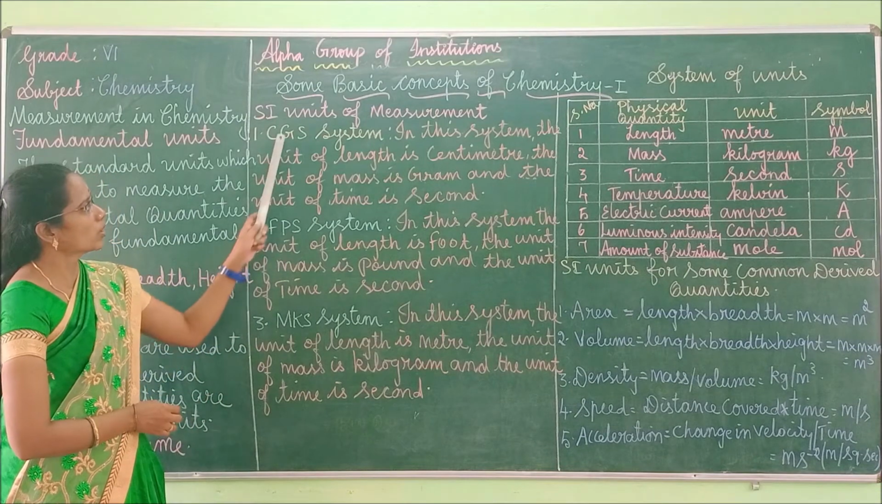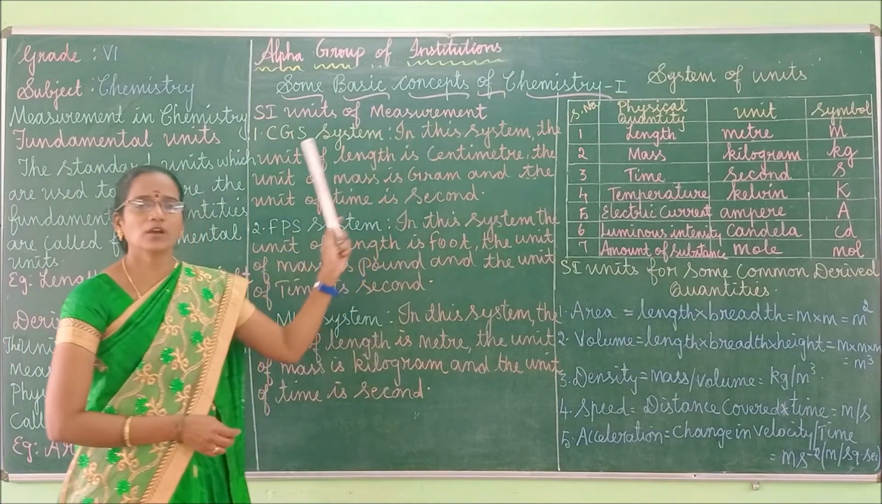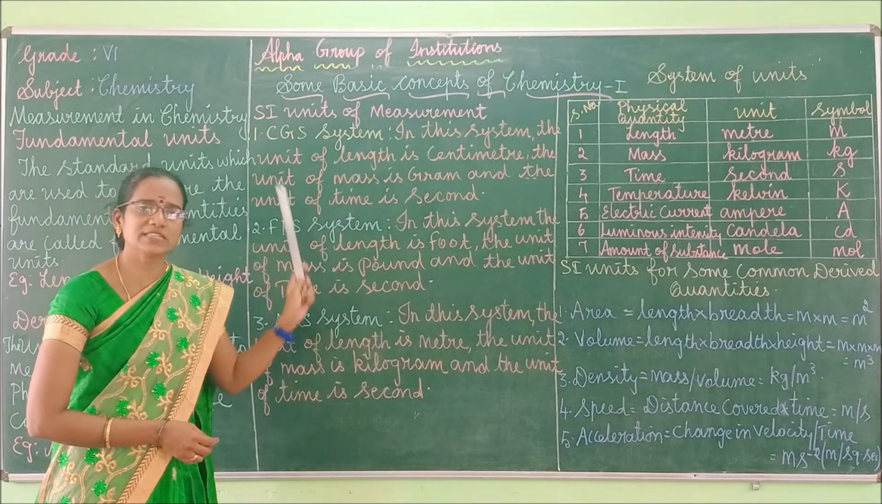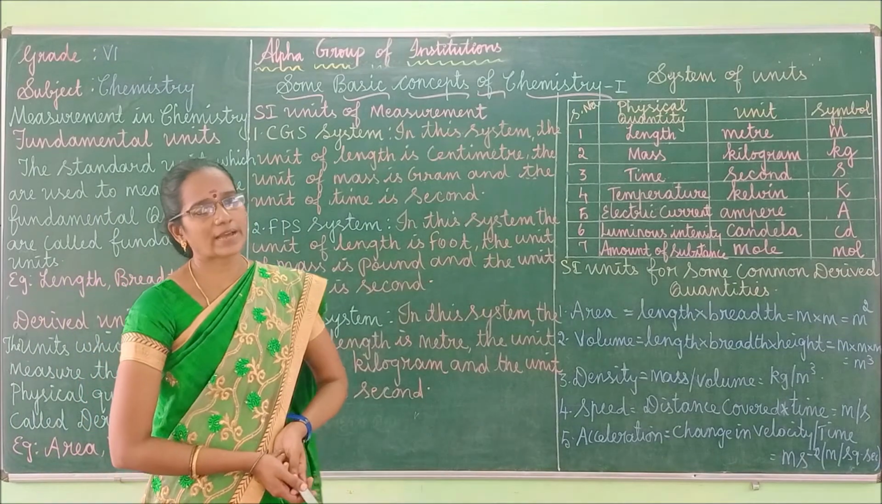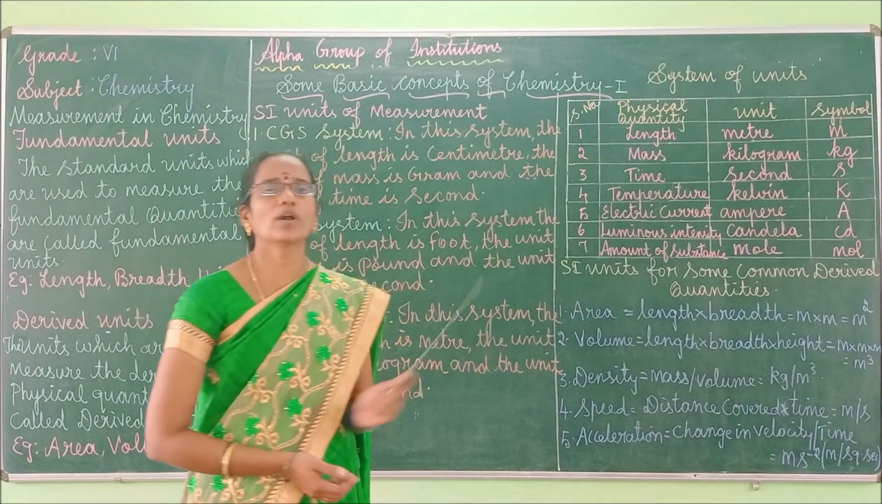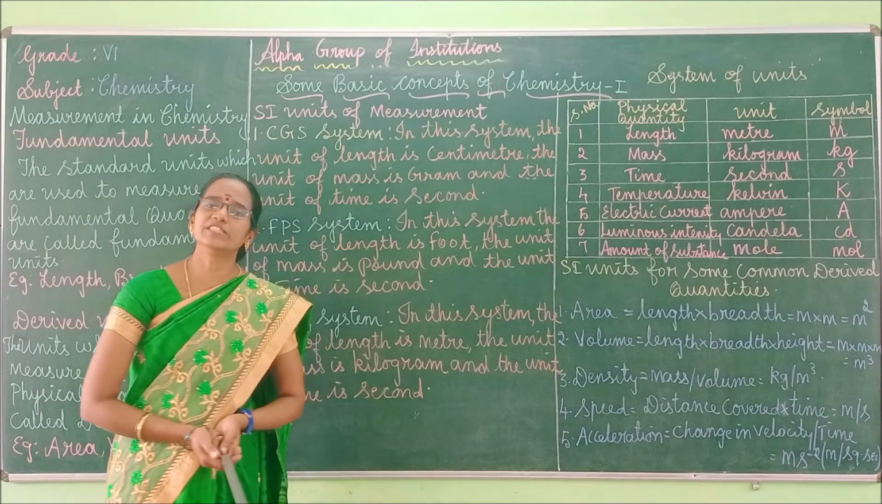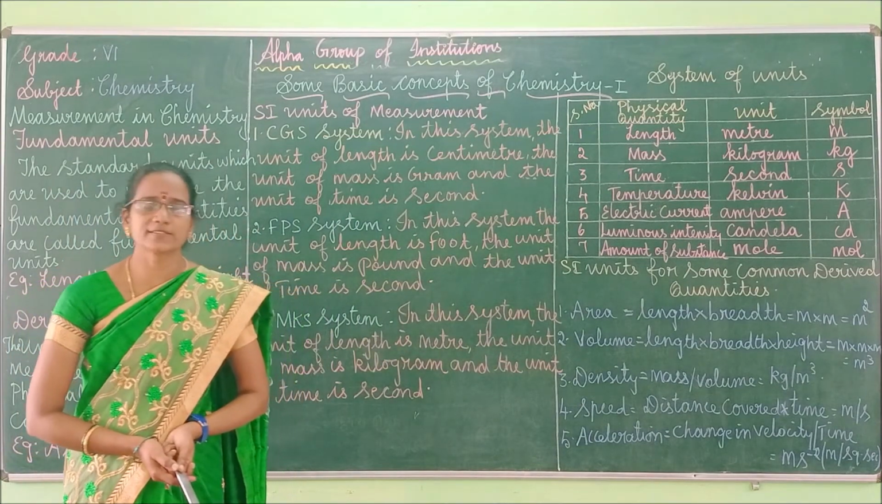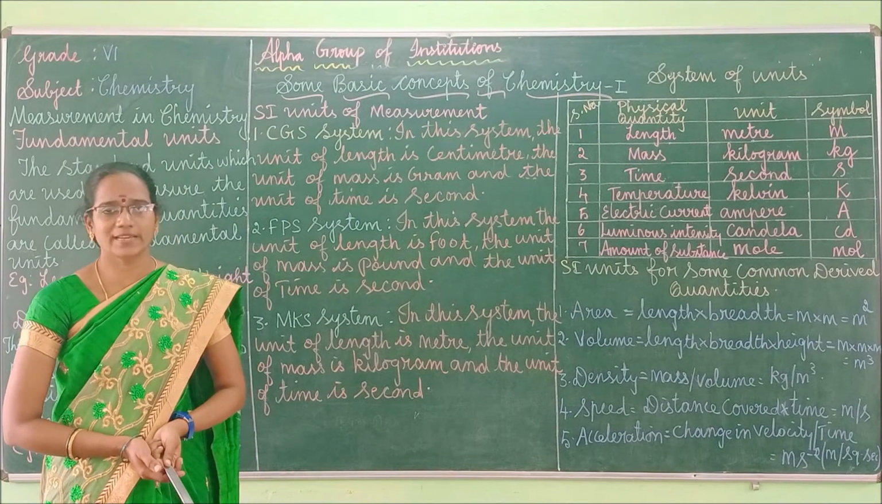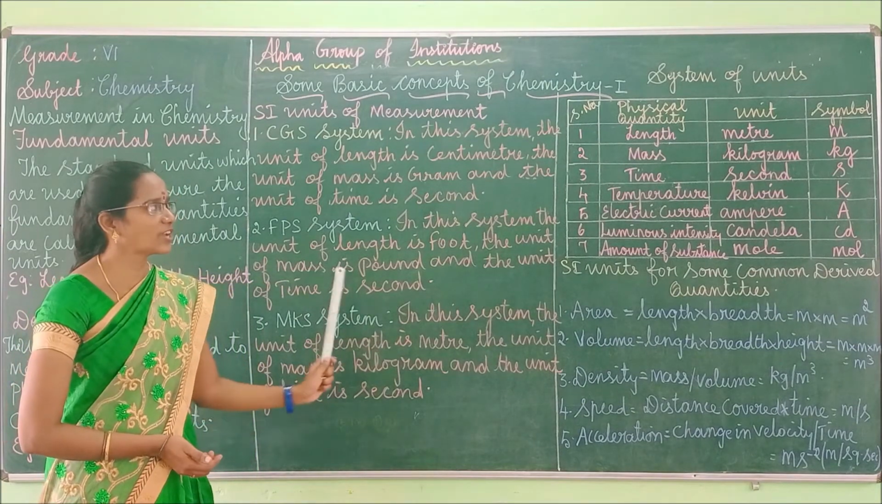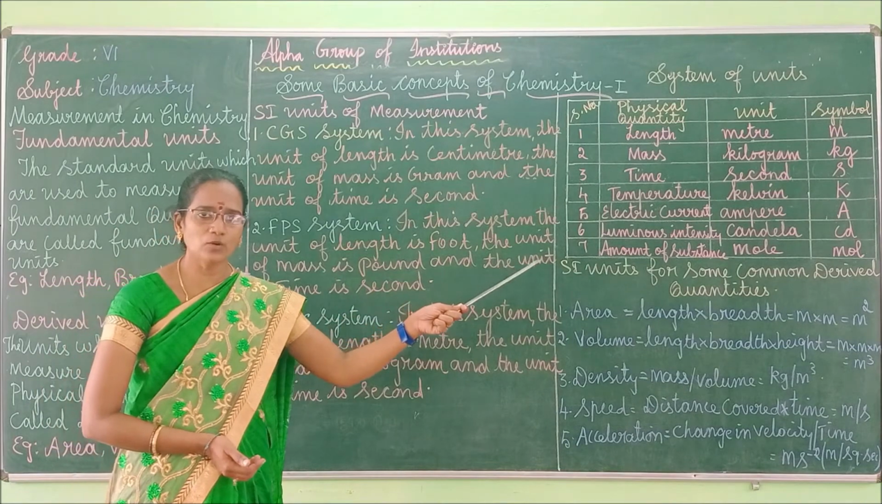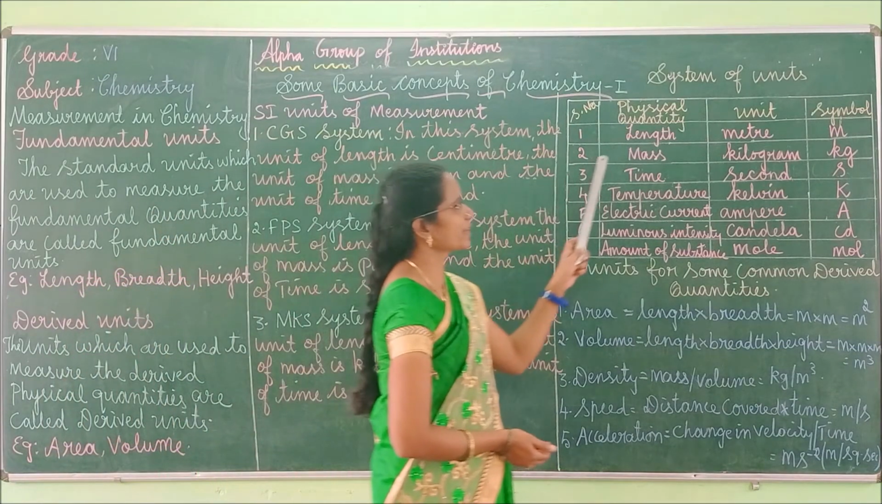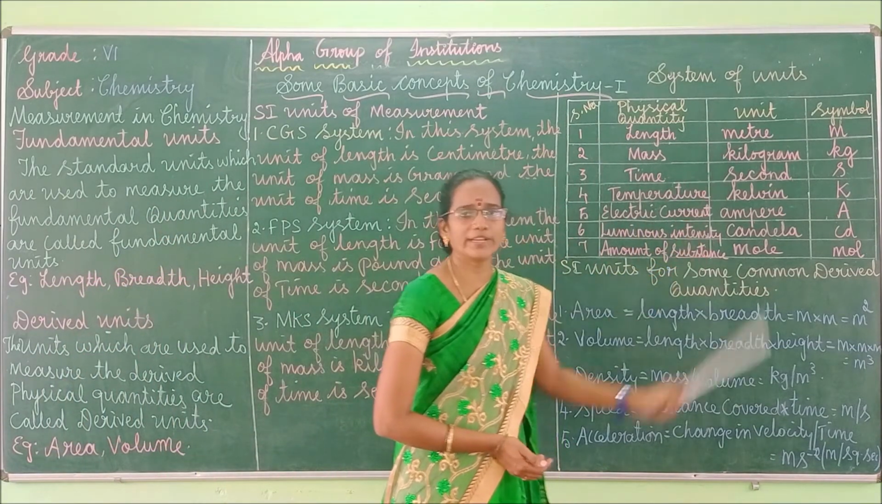So what are the systems of units of measurement? One is the CGS system. CGS is centimeter, gram, second system. Second one is the MKS system, meter, kilogram, second system. And the next one is the FPS system, foot, pound, second system. Understood, children? Shall we move to the system of units now? Good. So next we can move to the system of units.